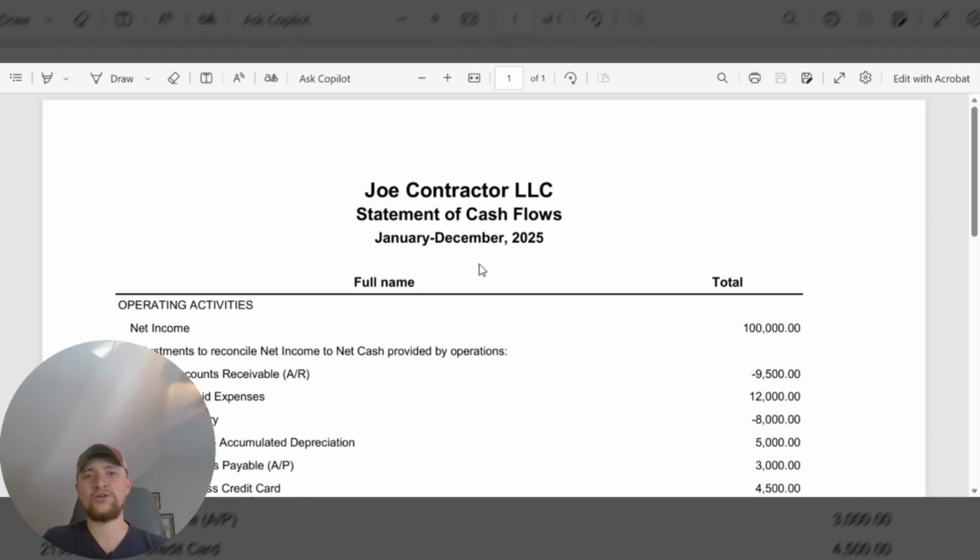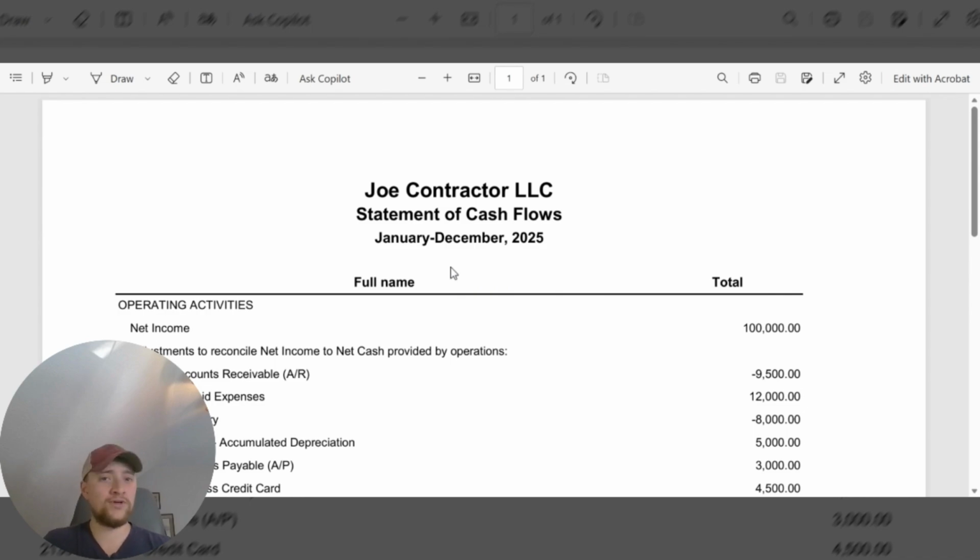And today I want to jump into what I think is the most important financial statement that any business owner should be reviewing on a regular basis, at least quarterly, preferably monthly, if not more, but at the very least should be doing it quarterly. And that's the statement of cash flows.